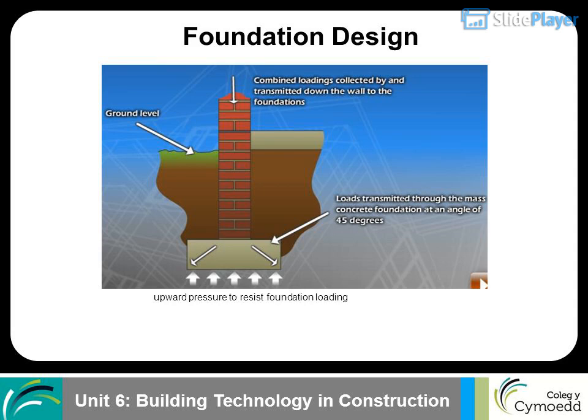If the foundation load exceeds the maximum passive pressure of the ground, the bearing capacity, then a downward movement of the foundation could occur. There are two alternative remedies: increase the plan size of the foundation so as to reduce the load per unit area, or reduce the loadings being carried by the foundations. Upward pressure to resist foundation loading.